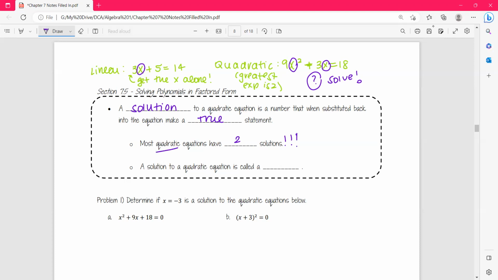A solution to a quadratic equation is called a root. There's tons of names you'll learn, but that's one of them. Solution and root are the same thing. So if you see the word root, you know it's just another name for the word solution. Or if it says find the solution, it's the same thing as find the root of the equation.